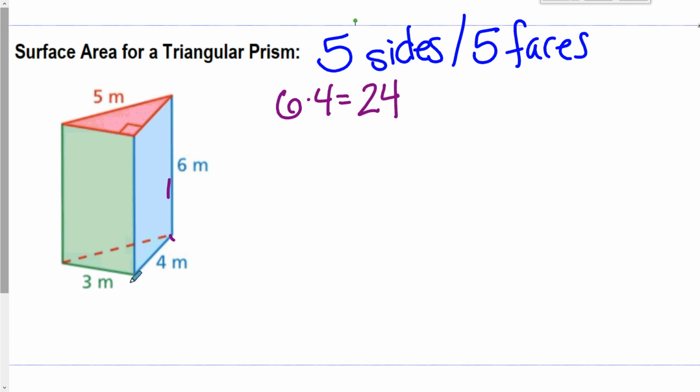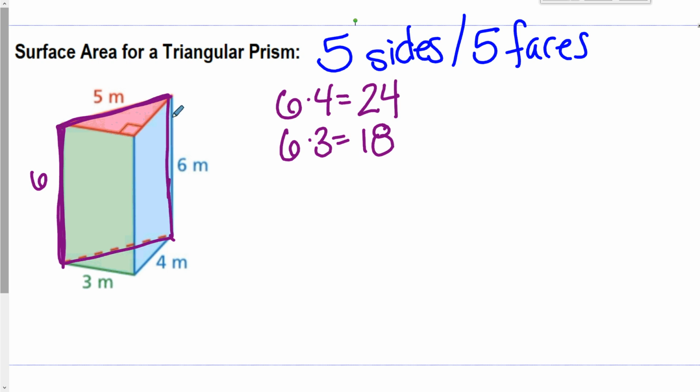I got this green rectangle, okay? And sometimes they can be the same, sometimes they're not. So you really need to look. If I look at this green rectangle, this is also 6, just like this guy, but it's not a 6x4, now it's a 6x3. So I have a 6x3 rectangle, okay? I also have a rectangle on the back, right? I've got a rectangle back there, which is a 6x5.